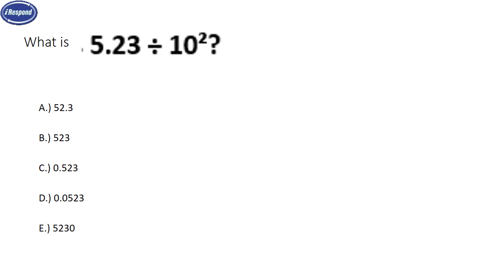In this problem, we have 523 hundredths divided by 10 to the second. Since it's divided by 10 to the second, it's going to move 2 place values. So it's either going to be 523 or 0.0523. Now if I was to multiply 0.0523 by 10 to the second, it would be 5.23. So it's going to move 2 positions to the left, 1, 2, and that gives us D, which is 0.0523.